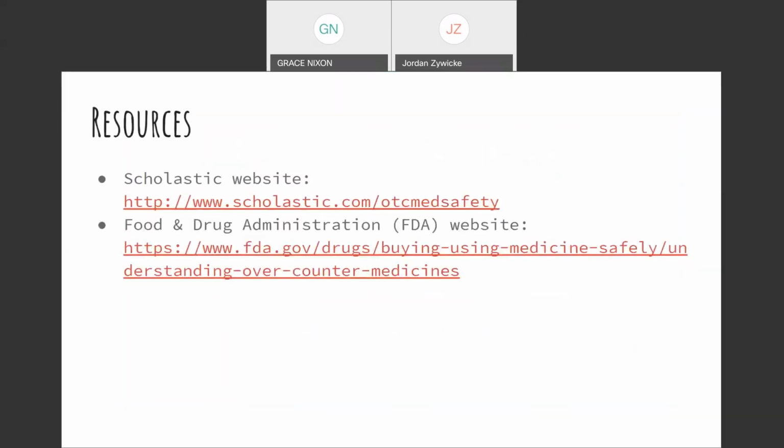If you or maybe a trusted adult is interested in learning more about OTC medicine safety, these are two websites that you can check out on the internet to find out more. You can always ask a healthcare person, parent, or a trusted adult about OTC medicines too.